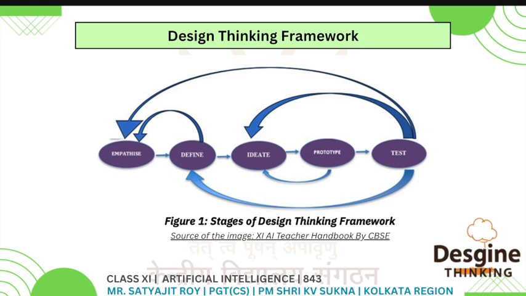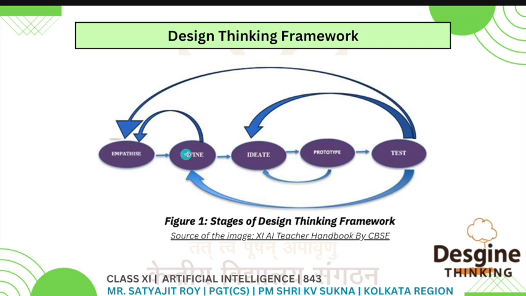So design thinking framework has five stages. First stage is empathize, second stage is define, third stage is ideate, fourth stage is prototype, and the fifth stage is test. Now, as you can see in the image or the diagram, there is an arrow going forward, and also there are arrows which are going backwards from each and every step, right? It shows the non-linearity of the framework.